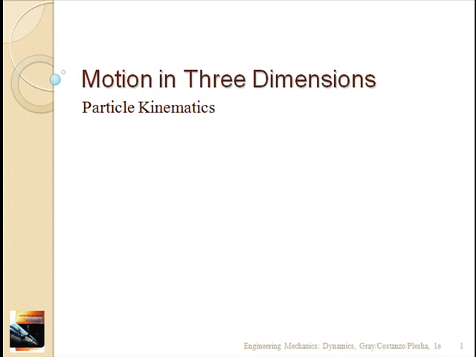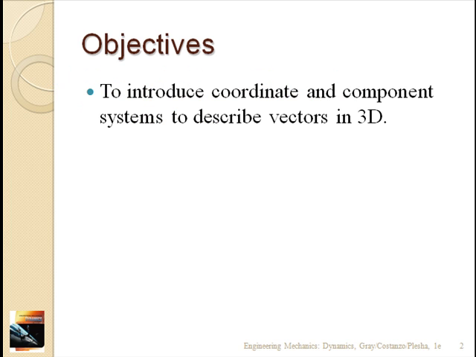So this is our last video of chapter 2. We're going to talk about three-dimensional motion. This is just a logical extension of some of the other stuff we've been talking about. We just want to do this from the coordinate and component system perspective to look at 3D vectors and how it impacts some of what we've been working on.